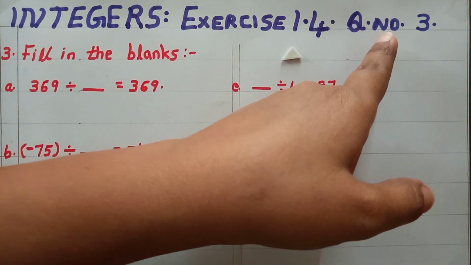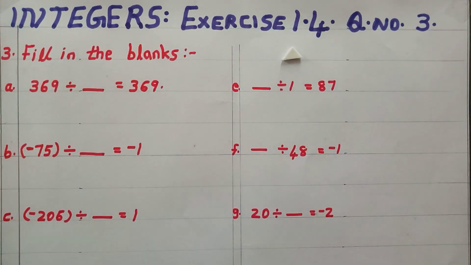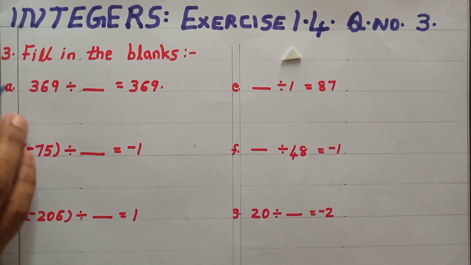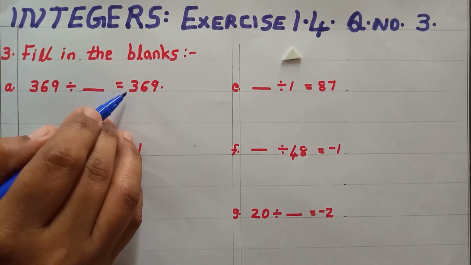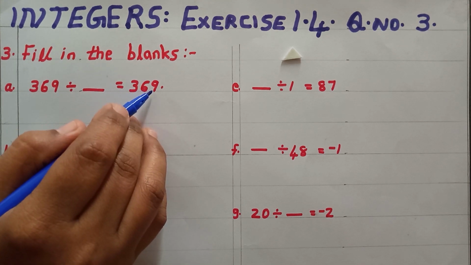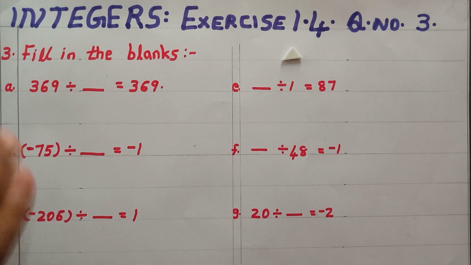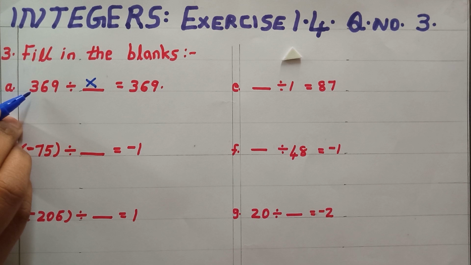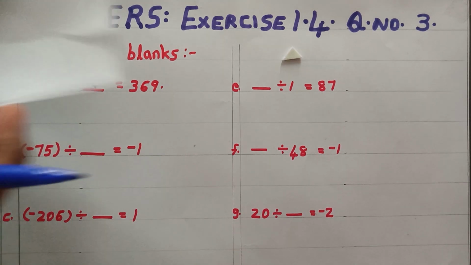Today we can deal question number 3 of the exercise 1.4. Question number 3 says that fill in the blanks. First one is 369 divided by dash equal to 369. So now we are required to find what is this blank. Let it be x. Okay, then 369 divided by x equal to 369.